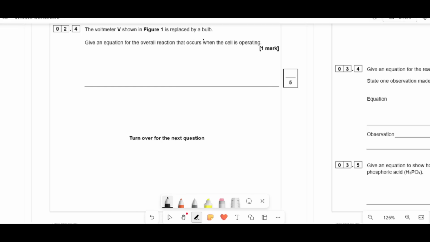The voltmeter V in figure 1 is replaced by a bulb. Give an equation for the overall reaction that happens when this cell is operating.